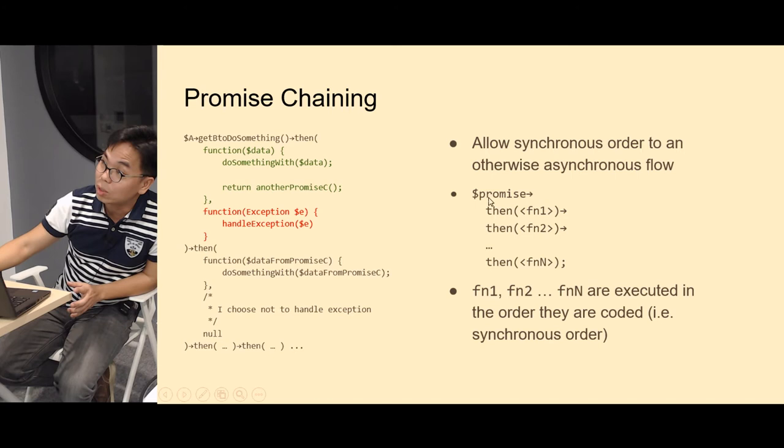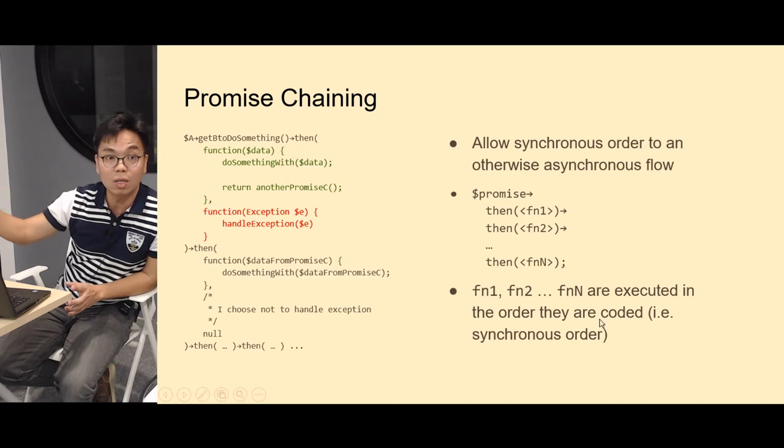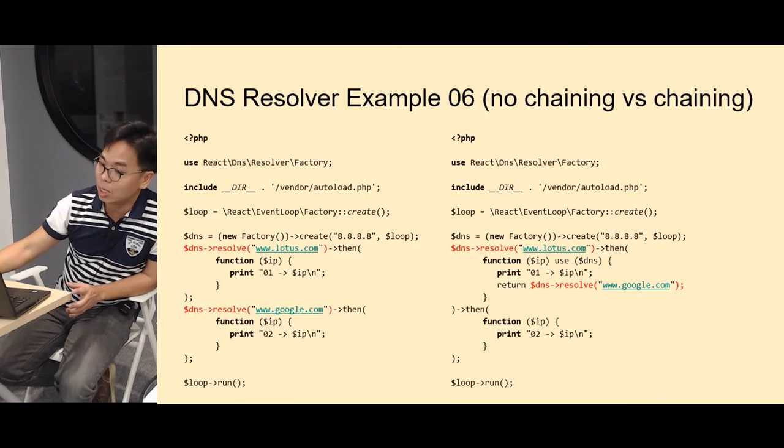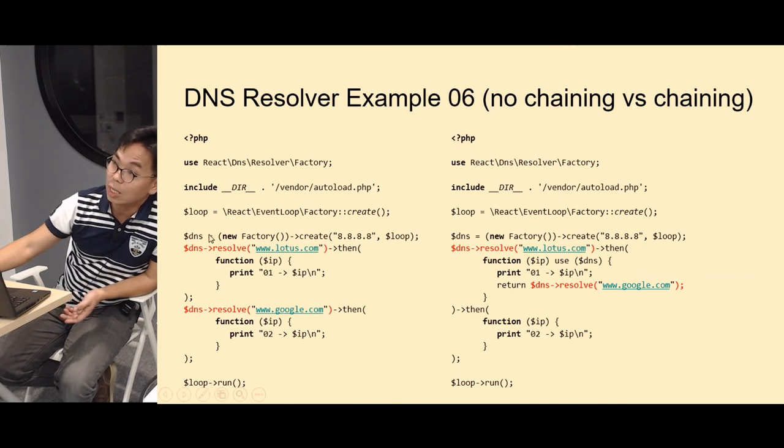Okay, so you see a promise, then function 2 returns another promise, then function 3 another promise, then. So functions 1, 2, all the way to n, they will all run in the order that they are coded. 1 will run first, 2 followed by 3, 4, all the way to n. So you can have a synchronous way of doing stuff. Okay, example 2, look at this. Now the DNS resolver. It's the same DNS code that I had earlier on, okay?